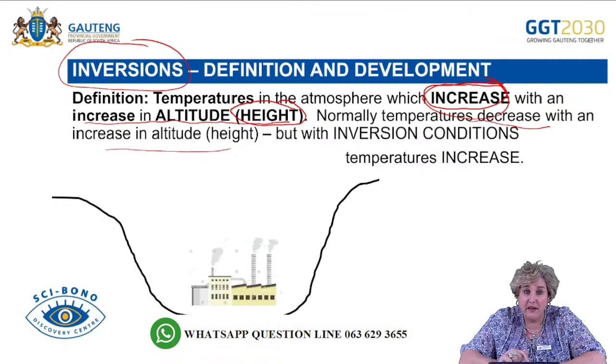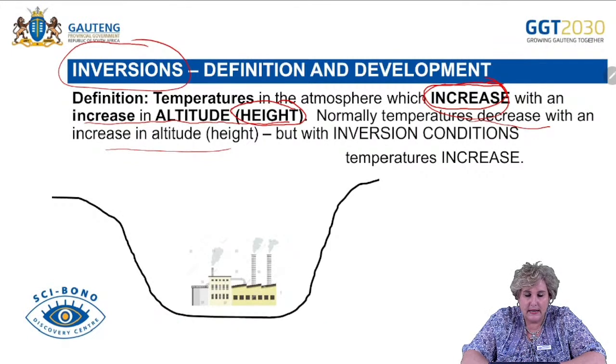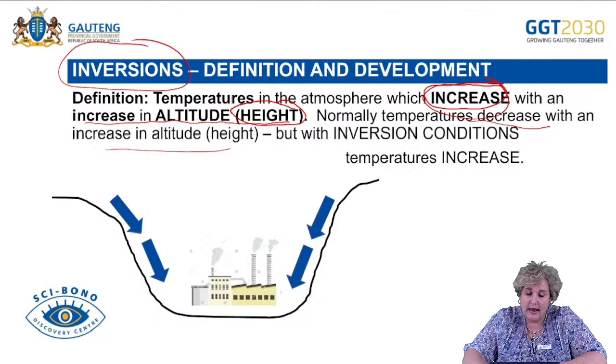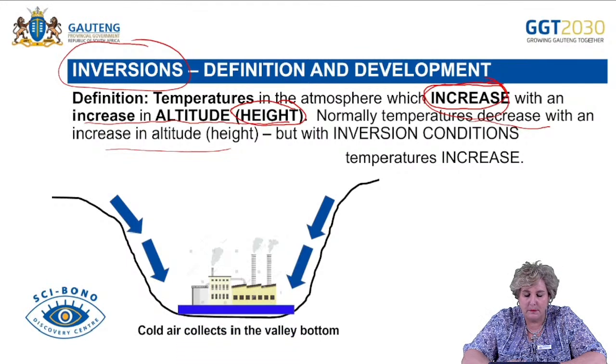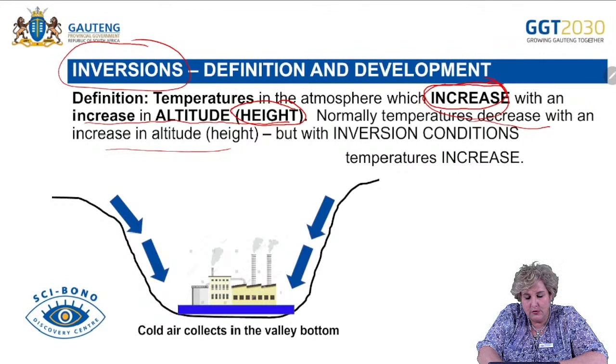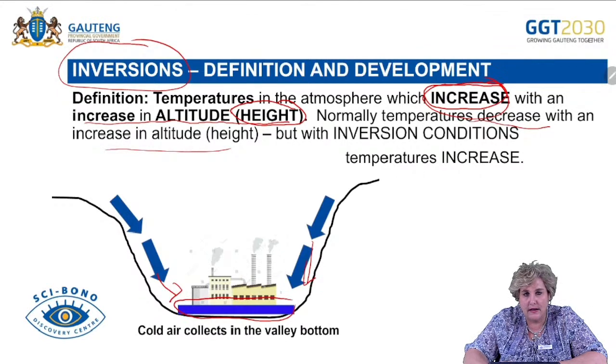I have a factory or an industry here at the bottom of the valley. Now I have that cold air that sinks down the valley. The cold air therefore collects at the bottom of the valley. So here you can see this blue area is where all this cold air that flows down the valley is collecting, there at the bottom of the valley.